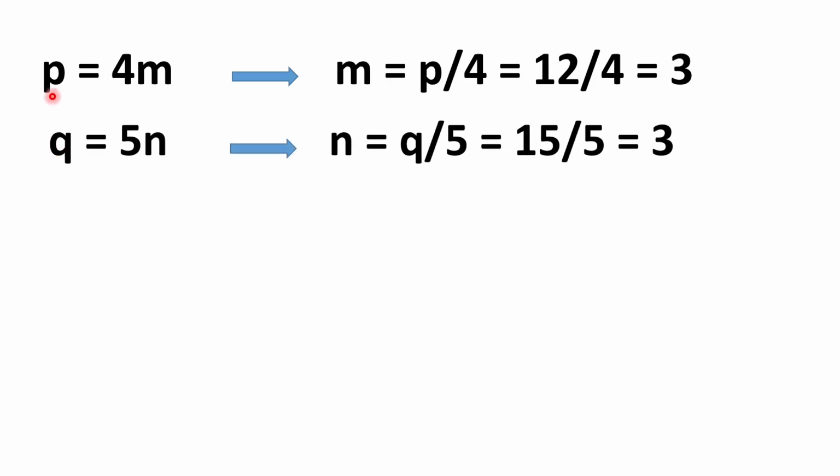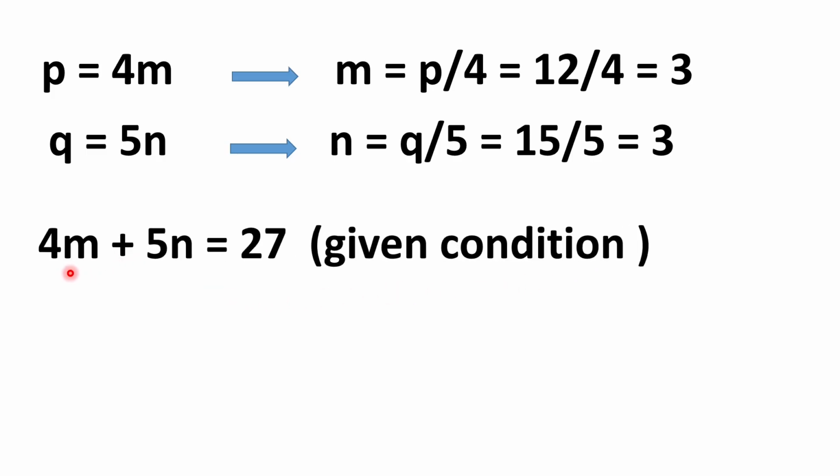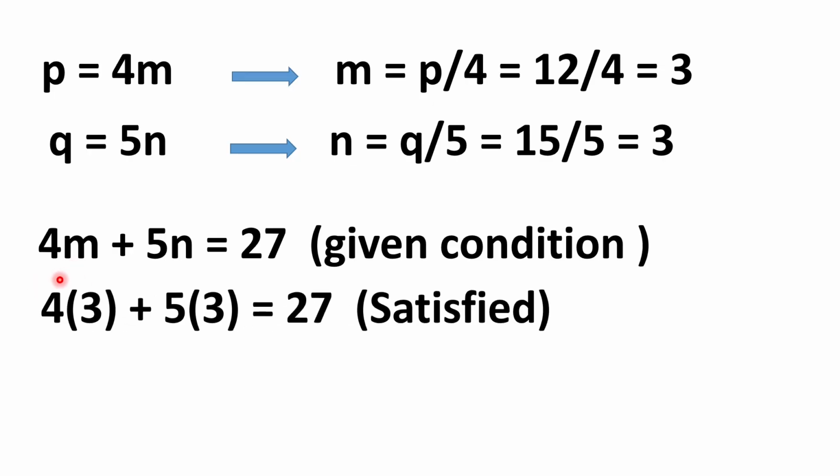And similarly, we will do the calculation for finding N. So we have Q equal to 5N, which was our initial supposition. And now from this equation, N equal to Q divided by 5, and we will put the value of Q, which is 15 divided by 5, equal to 3. So it means that we now have the values of M and N, and this was our given condition in the question. Now we can put these values, M equal to 3 and N equal to 3.